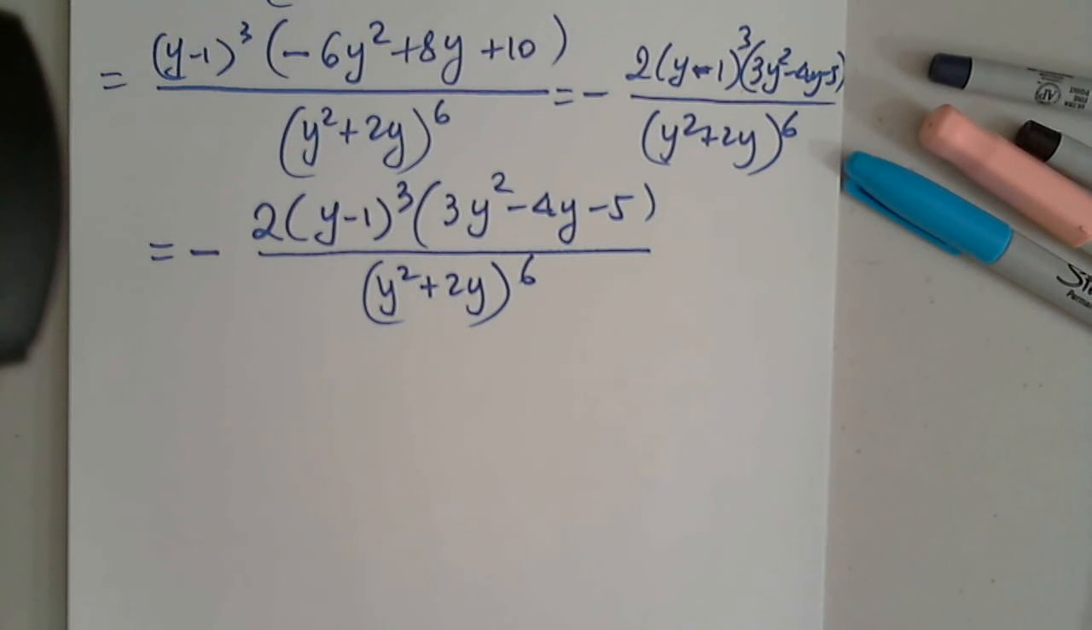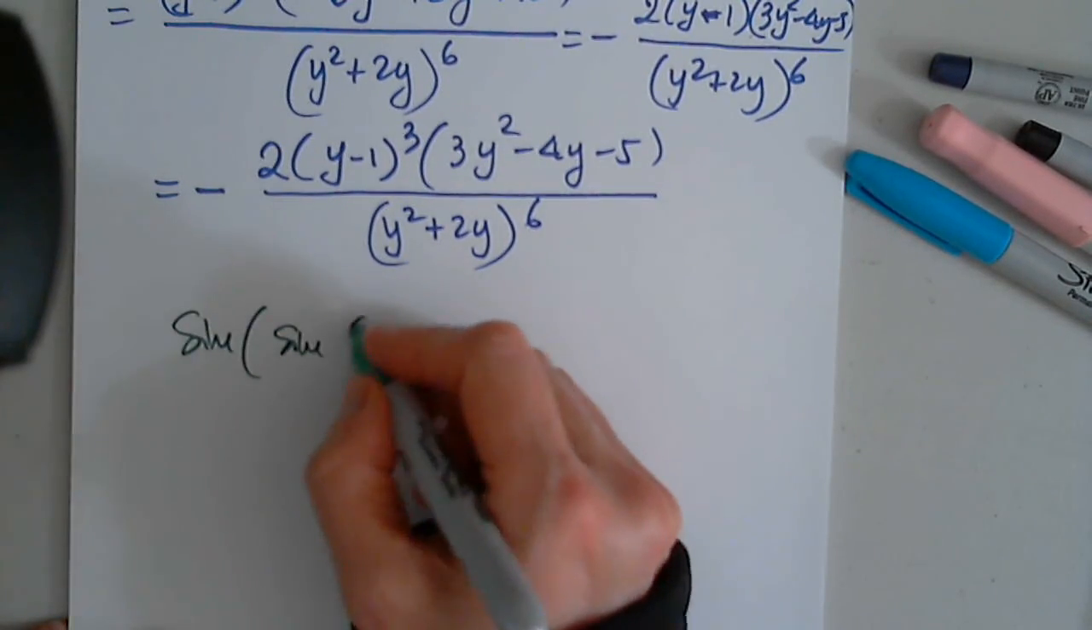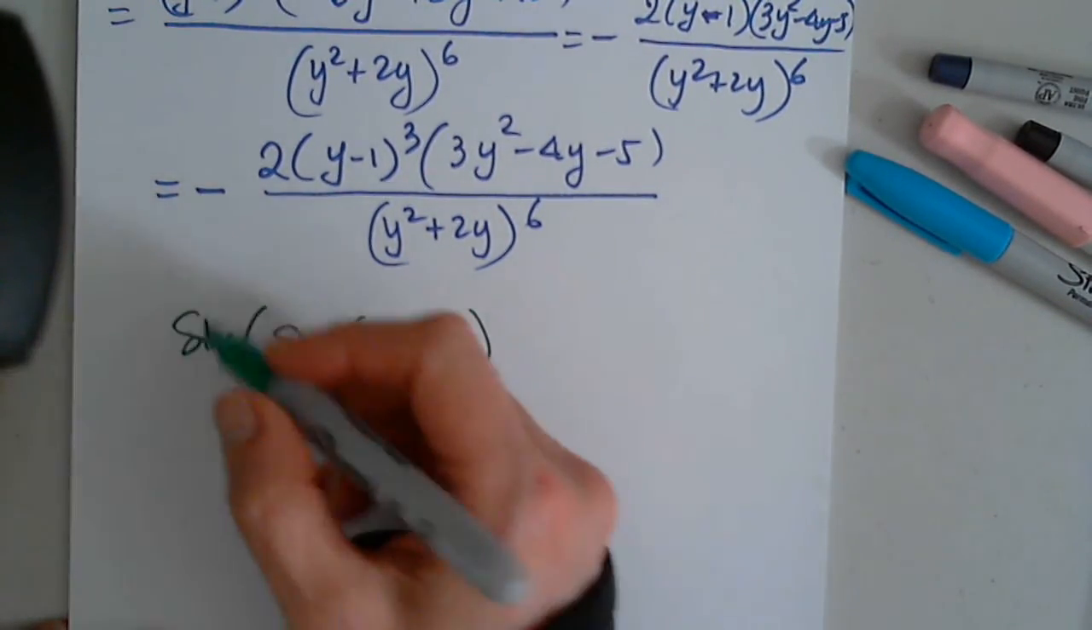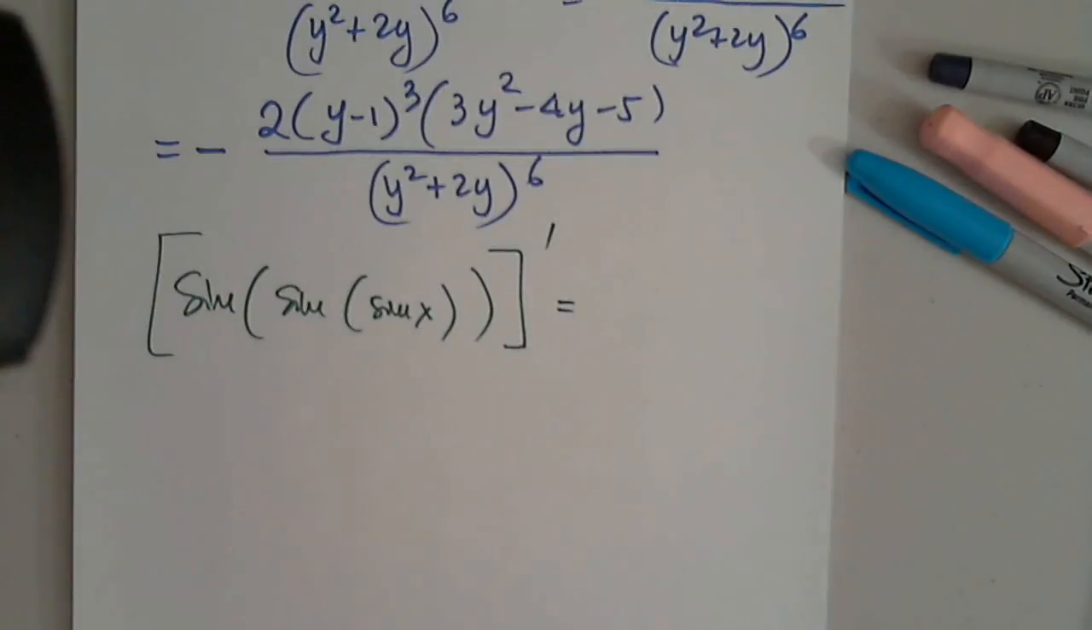Would you like to choose anything else? Okay, we can choose a messy one, something like sine applied to sine, which is applied to sine. This is a pure chain rule. It's not a combo with rational, it's not a combo with a product, it's not a combo with a power.